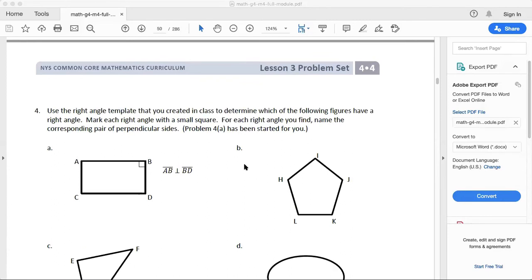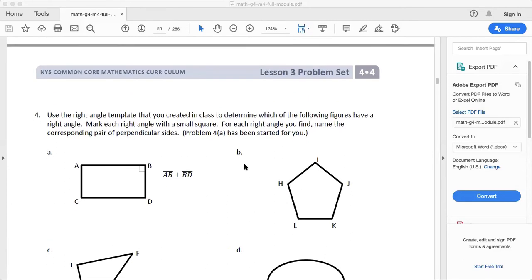All right, so we are at number 4, and here I'm going to show you how to draw the lines and the pairs of line segments. Now, in the first set of directions, I'm going to have you cross out that first sentence. It says, use the right angle template you created in class to determine which of the following figures have a right angle. Cross that out. We didn't do that because we aren't in our regular classroom, so we skipped that part.